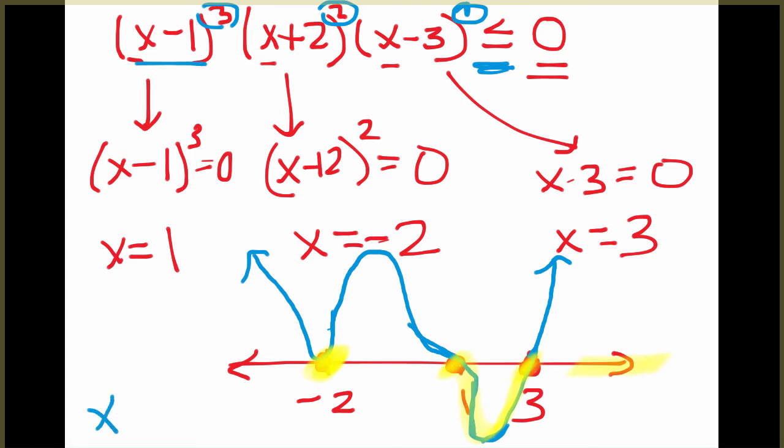So notice right at negative 2, it includes just the negative 2 because it's equal to 0.